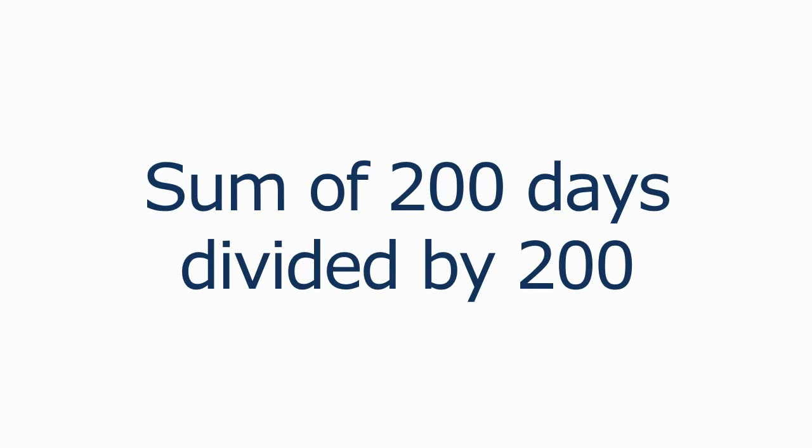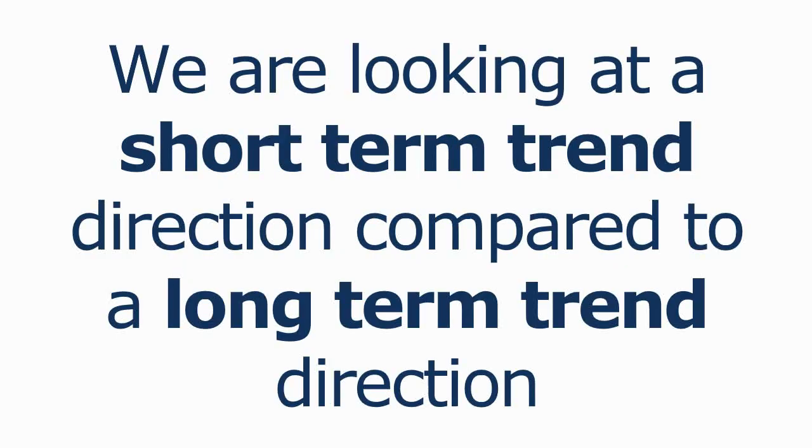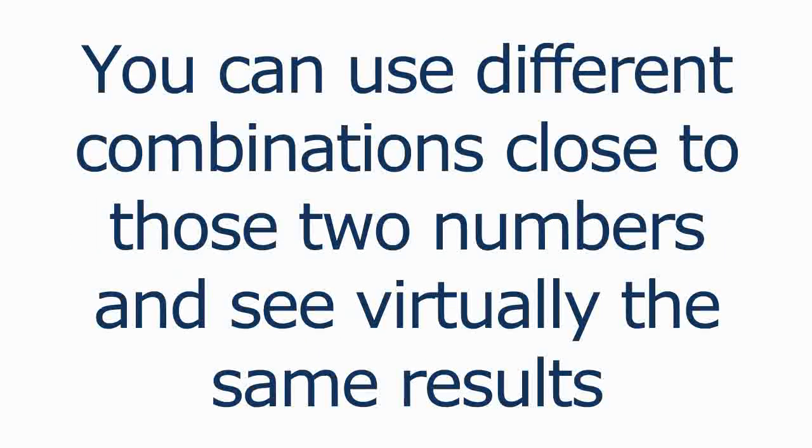The calculation for the 50-period moving average is to take the sum of the closing prices of the past 50 days and divide by 50. For the 200 period, take the sum of the closing prices of the last 200 days and divide by 200. Now the 50 and the 200 are nothing special, except we're looking at a short-term trend compared to a long-term trend. You can use different combinations that are close to these numbers, and you should see virtually the same results.